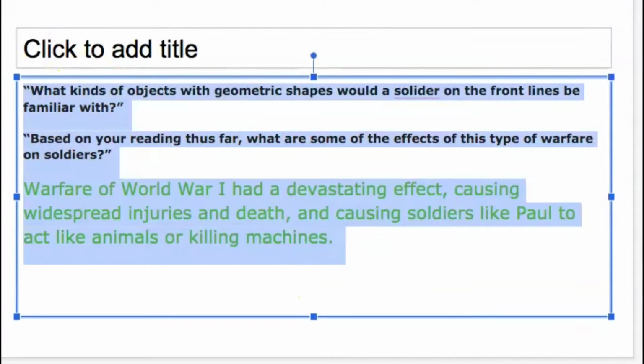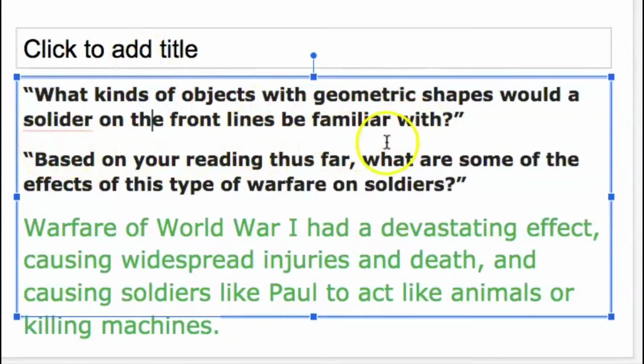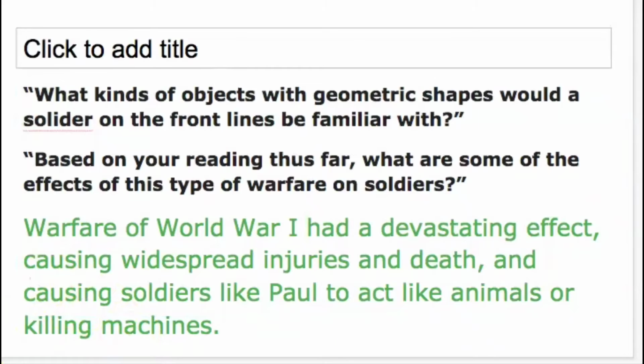So now, knowing what you know, what kinds of objects and shapes do you see? Based on your reading so far, what are some of the effects of this type of warfare on soldiers? Warfare of World War I had devastating effects. It caused widespread injuries and death, and it caused soldiers like Paul to act like animals or killing machines.